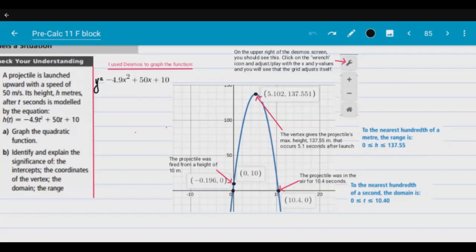Obviously it starts at 10. So if you're thinking, well, shouldn't this start at 10? I agree, because here it was fired at a height of 10. But as it goes up, it reaches a highest point of 137.55, which is the maximum for your y value. However, as it comes down, it eventually hits the ground, right? That's why it has a starting value of 0 for the range. I hope that makes sense.